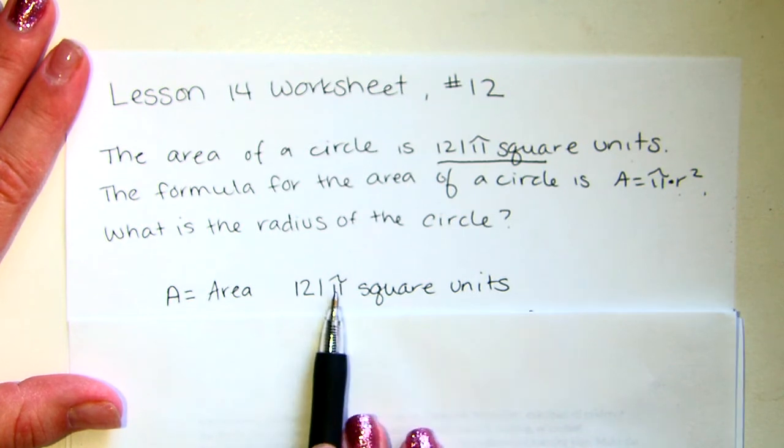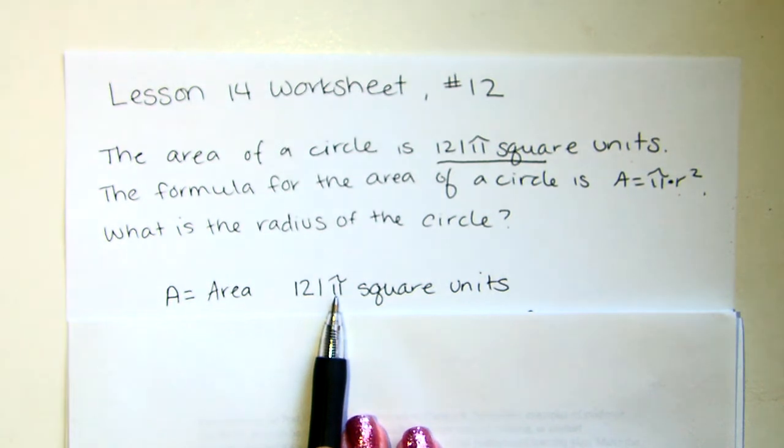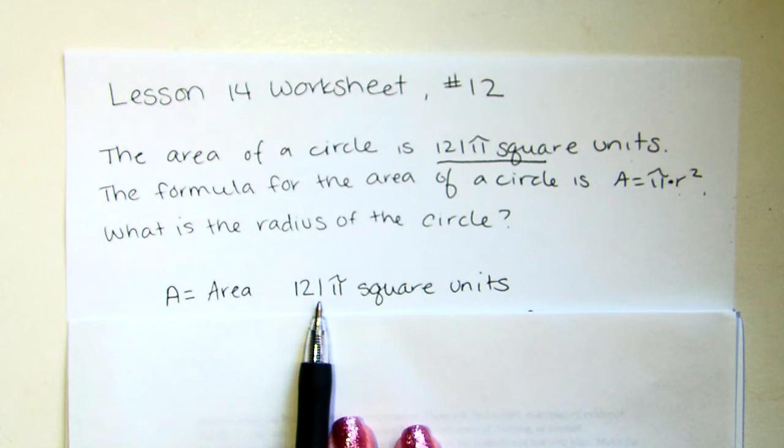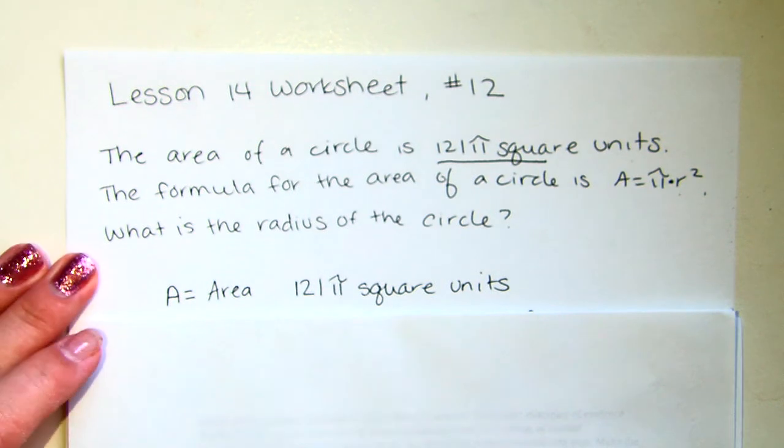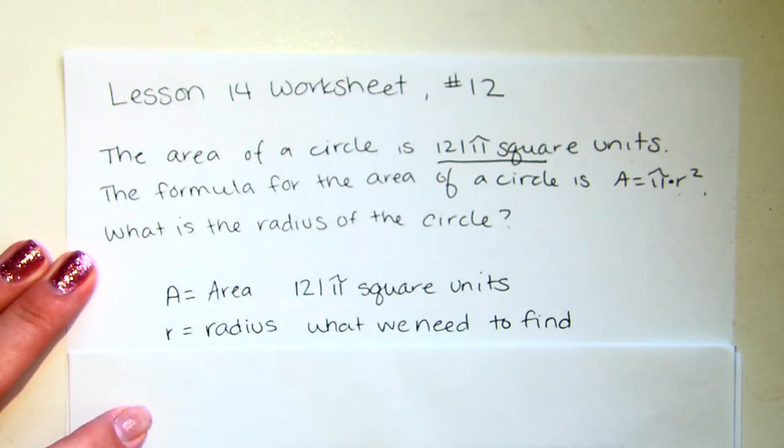Now they wrote this as pi being a whole symbol instead of 3.14, which is just the shortened version of pi, because pi is actually an irrational number. Pi is 3.1415... and it continues on forever. So instead of having a yucky decimal here that's rounded or would continue on, they just left it as 121 pi.